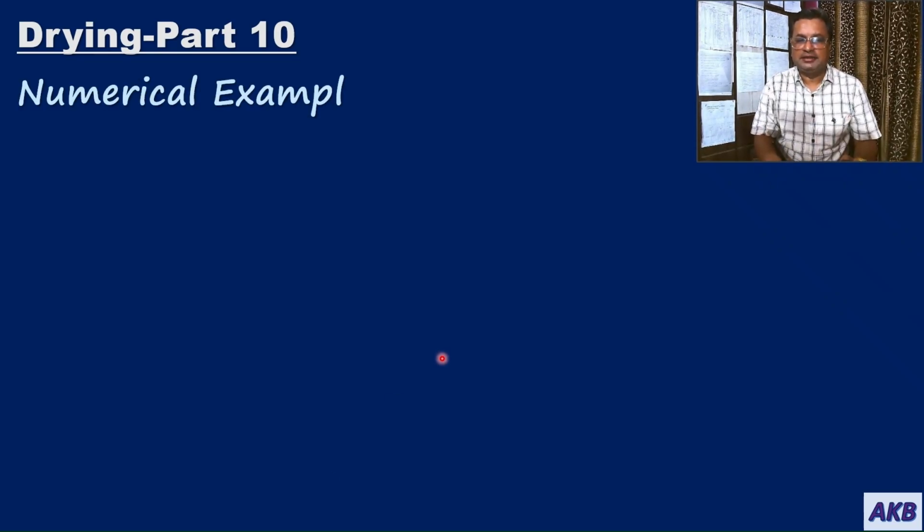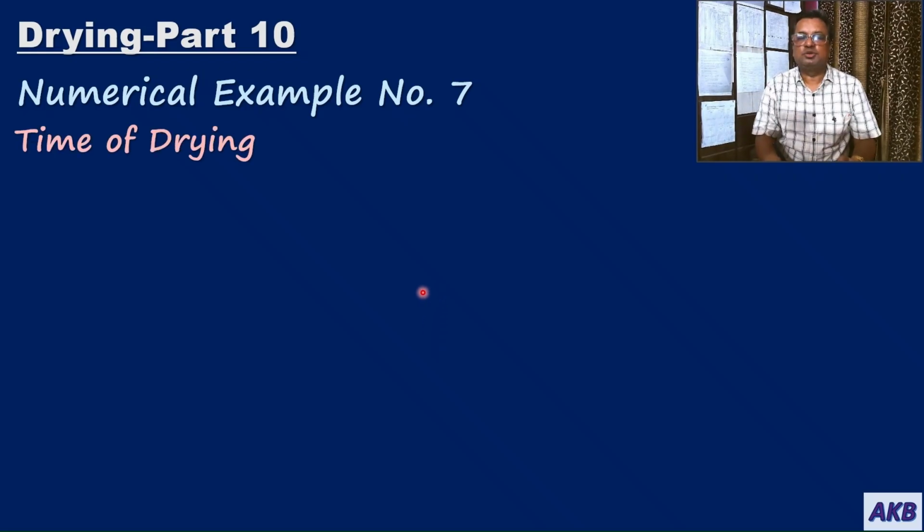This is part number 10 of my discussion on drying. In this, I will be discussing one more numerical example. This would be the seventh numerical example on this topic. And in this, we will learn how to find out the time of drying.